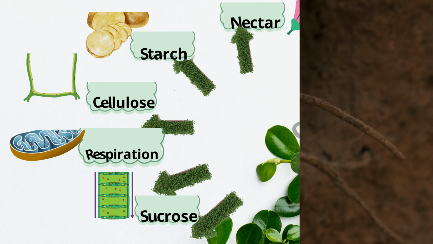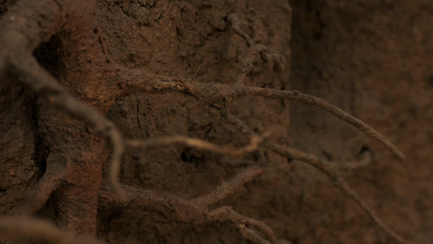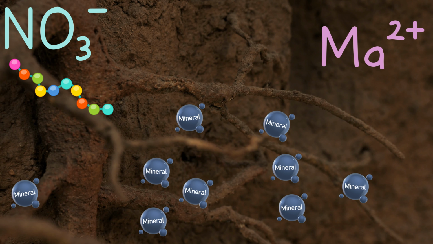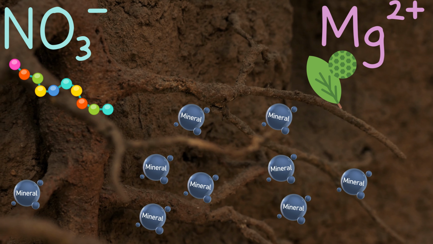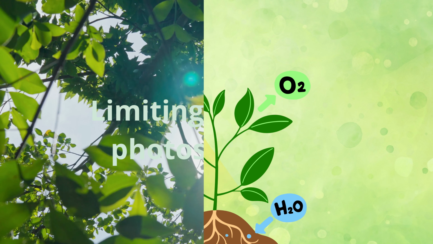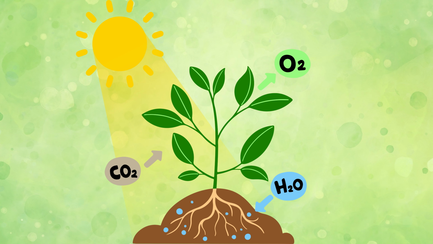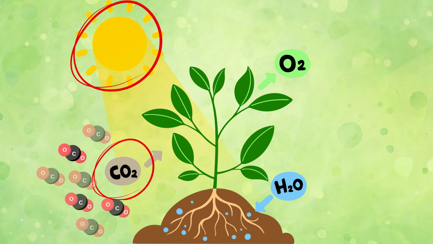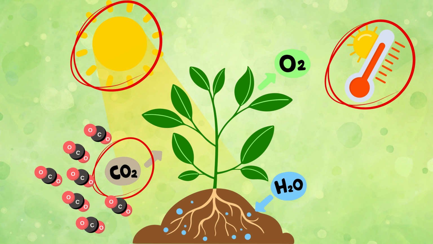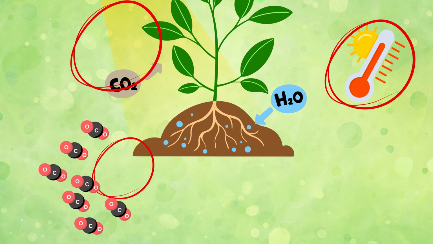For photosynthesis to occur efficiently, plants also need minerals, nitrate ions to make amino acids, and magnesium ions to make chlorophyll. Now let's move to limiting factors of photosynthesis. The rate of photosynthesis depends on three main factors: light intensity, carbon dioxide concentration, and temperature. If any one of these is in short supply, it limits the process.